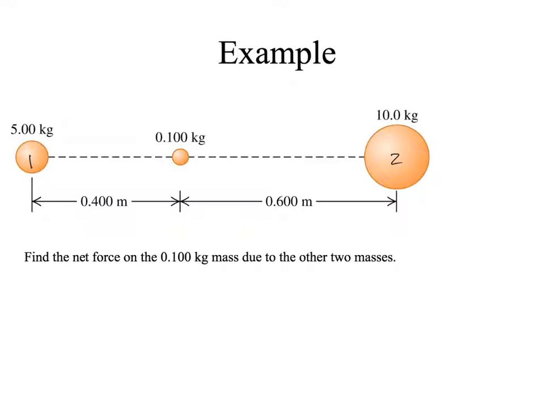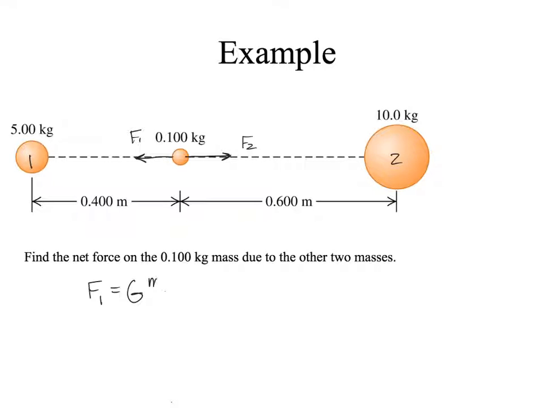So mass 2 is going to exert a force on the middle mass towards it, to the right, and mass 1 will exert a force on the middle mass to the left. The next thing we will do is figure out how large each force is. Now, we've already drawn the direction on the picture, so we don't need to put any negative signs in when we do the calculation. We're just going to remember that one force is to the left and one is to the right.